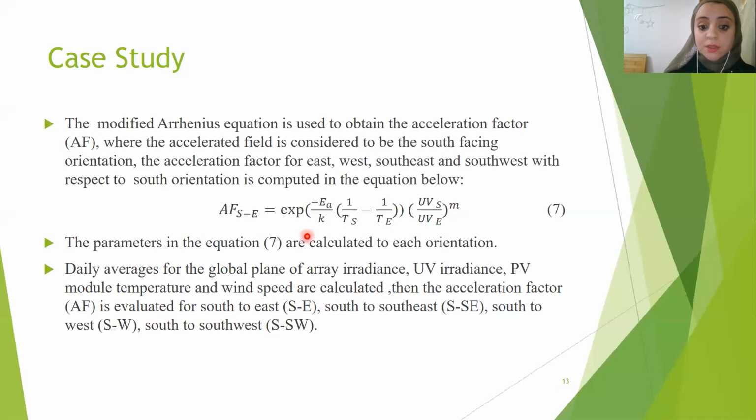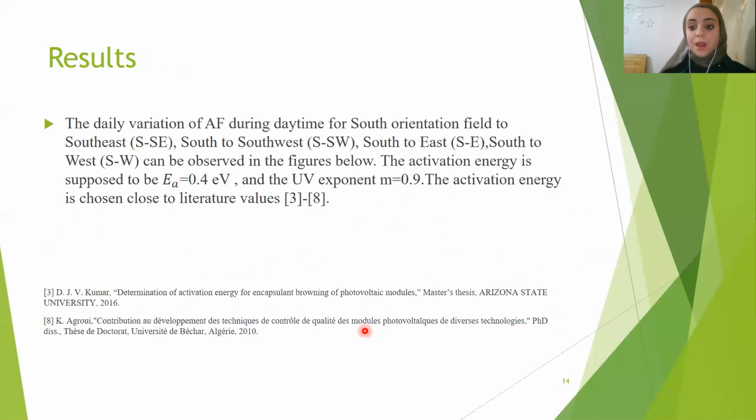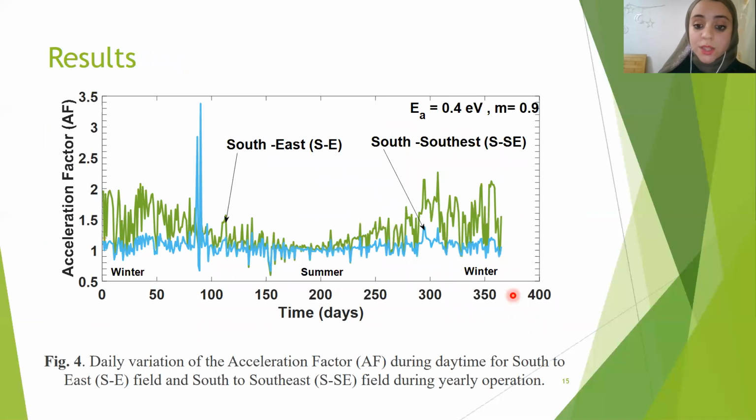The parameters in equation 7 are calculated, and the daily average of each parameter is calculated also: the UV irradiance, the PV module temperature, and the wind speed. We have supposed that the activation energy is 0.4 and the UV exponent is 0.9, and here we have obtained results of the acceleration factor. And here we can notice that the acceleration factor is close to 1 in the summer period. This means that the irradiance received in the east is very similar to the irradiance received in the south, because this is the acceleration factor from south to east and from south to southeast.